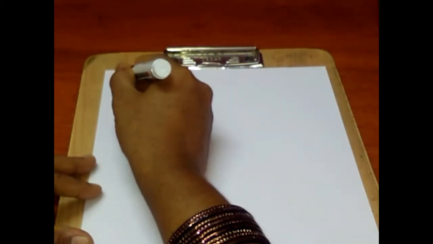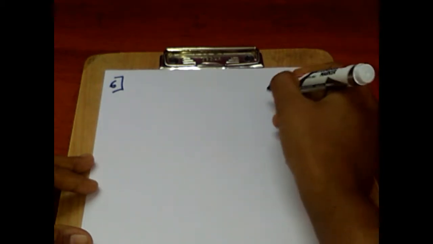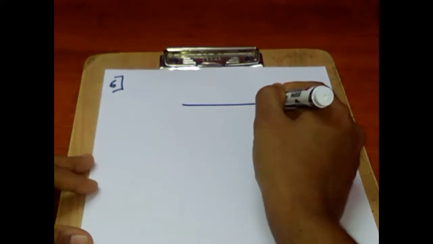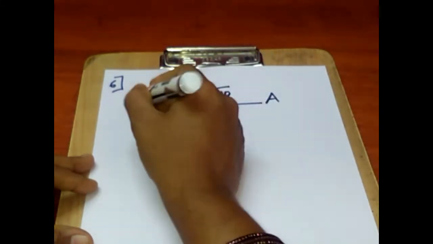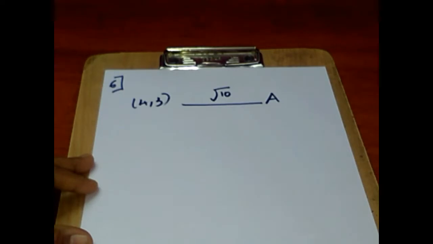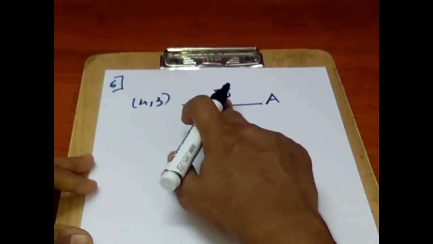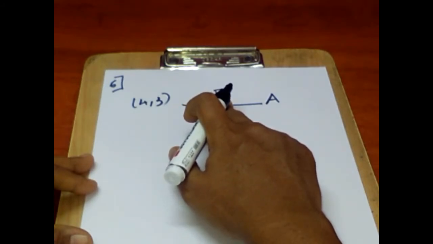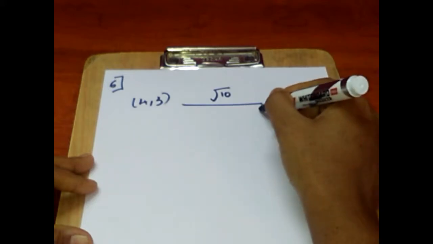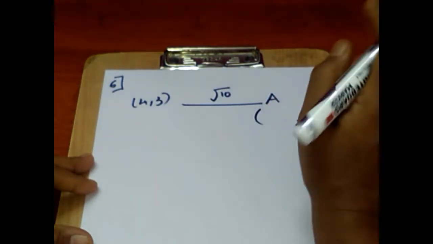Let us move on to question number 6. Understand the question, children. Go through your textbook for the question, page number 335. A point A is at a distance of root 10 units from the point 4, 3. So understand the question very carefully. The distance from the point 4, 3 to the point A is root 10, and it is said that we need to find the coordinate points of A. We need to find both the abscissa and the ordinate.